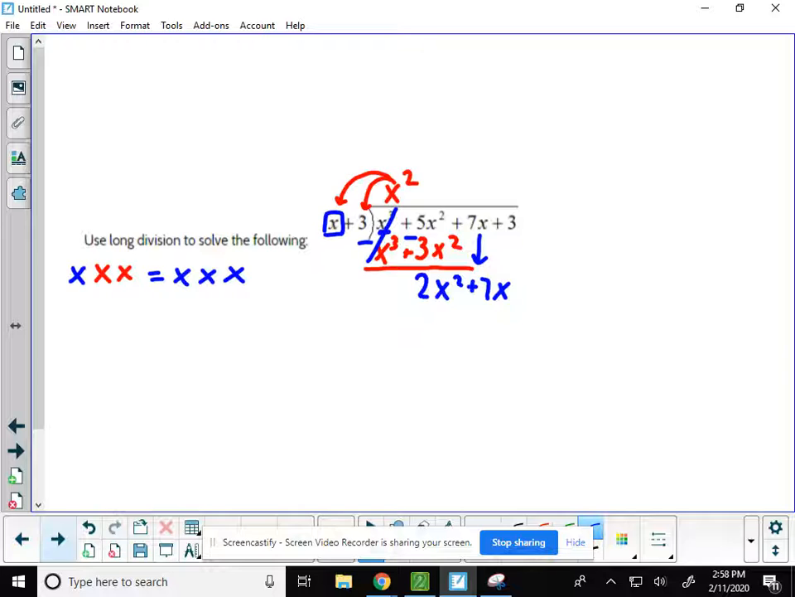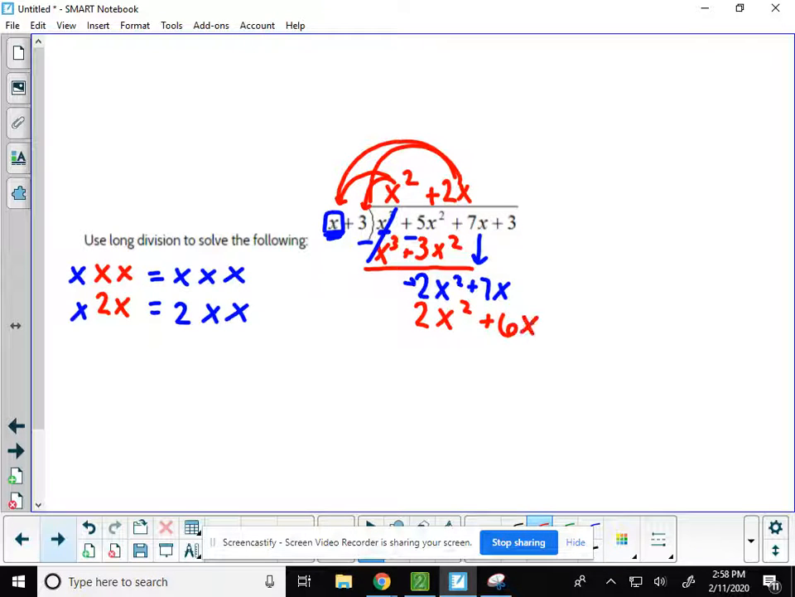Okay, so now you're saying this outside x again. What's it going to take to get that? So I have x, and I'm trying to get 2x times x. So what do you need? You need a 2, and you need an x to make it look like that. So you're doing 2x. Okay, so now I take this to both pieces. So that's going to give me 2x squared plus 6x.